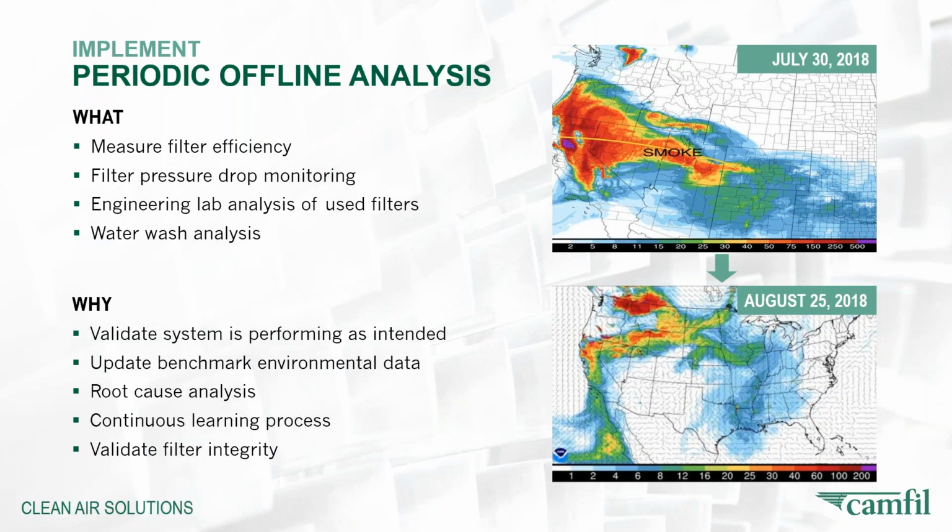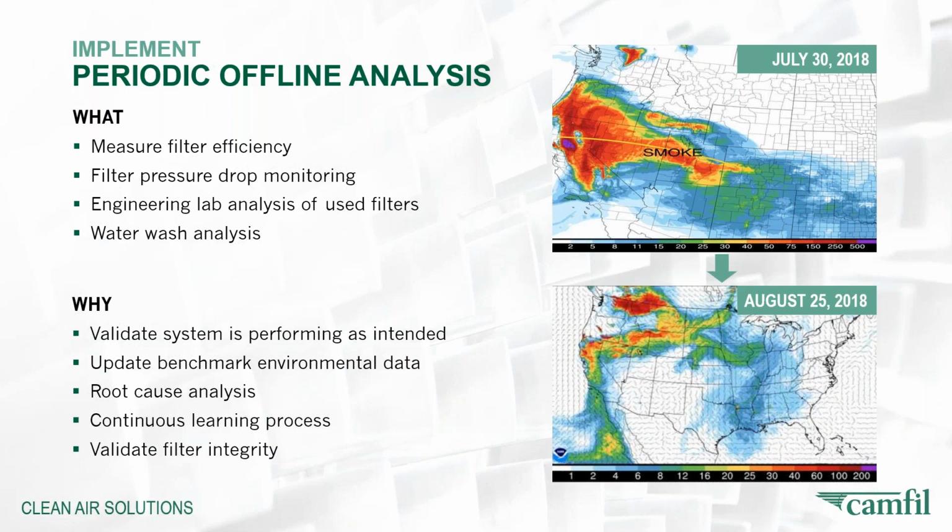Less than 30 days later, fires increased in the Pacific Northwest and the wind shifted. And so you can see on the bottom chart that the smoke was carried northeast up through Montana, the Dakotas, but eventually made its way even as far as Chicago.